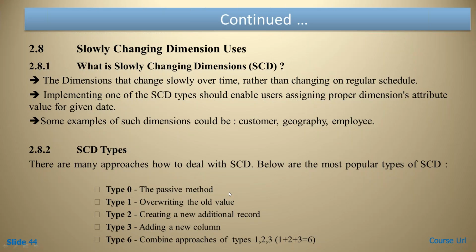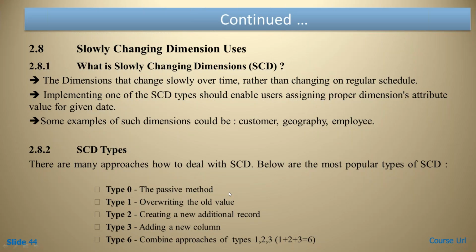So what is SCD? The dimension which is changing very slowly over time, that type of dimension we can call a slowly changing dimension. The short form is SCD. It can be customer dimension, geographical dimension, employee dimension, product dimension, anything, but the main focus is that the data we get in those dimensions will change very slowly, not frequently.